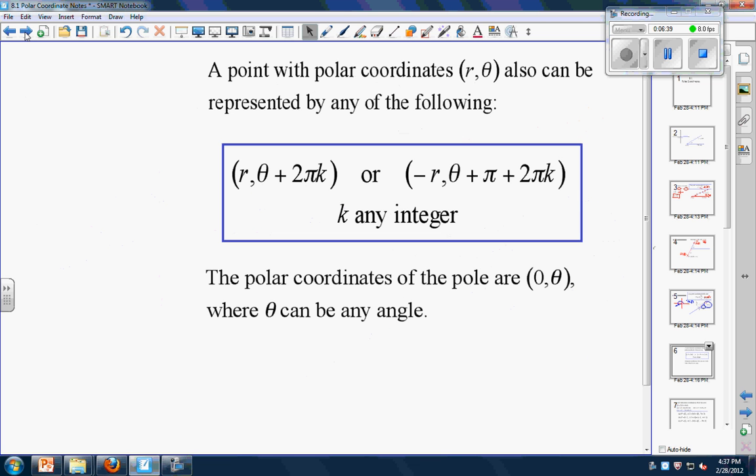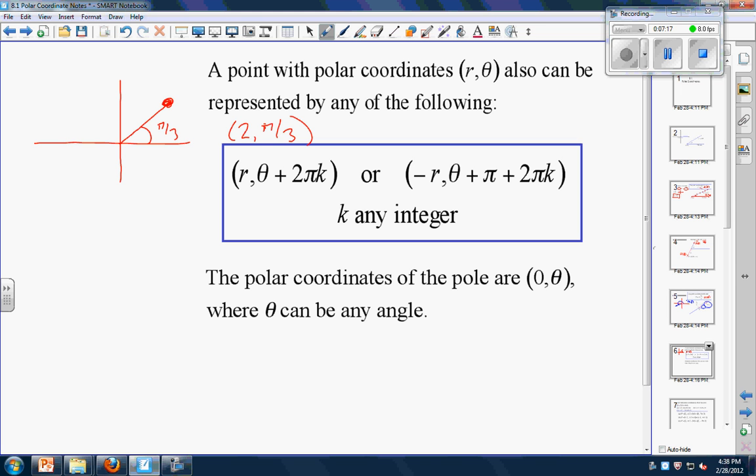Now, here's kind of a general formula if you want to remember these things. So a point with polar coordinates r, theta can also be represented by the following: r comma theta plus 2 pi k. Here's what that means. Let's pick something easy to model this. 2 comma pi over 3. So I'm going to tilt up pi over 3, and I'm going to put a 2 right there.